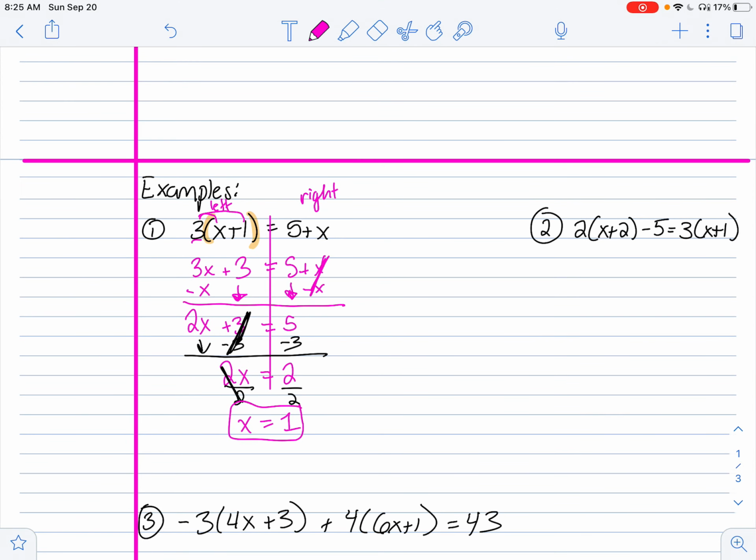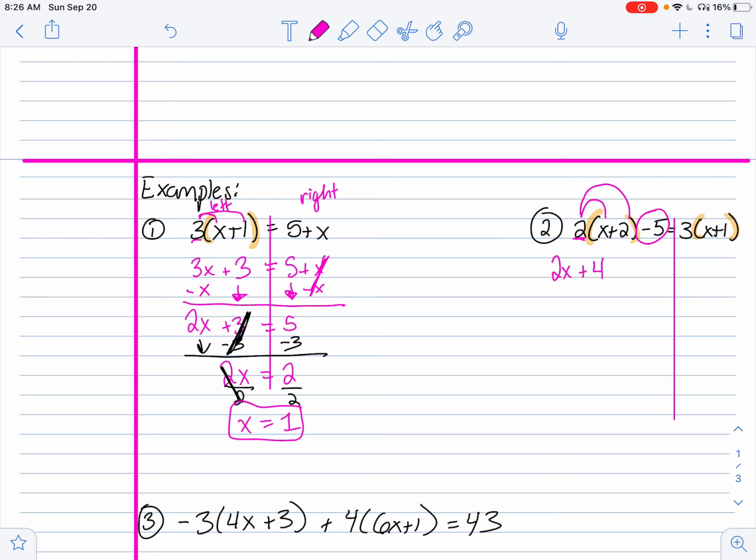I have 2 parentheses x plus 2 and then minus 5 equals 3 parentheses x plus 1. So I have 2 sets of parentheses that I need to get rid of at first, and I'm going to split up my equation into 2 sides. In order to get rid of these parentheses, I have to use my distributive property. So I'm going to start with my 2 and multiply it to the x. 2 times x gives me 2x. Then I'm going to go back and take 2 times 2, which gives me 4.